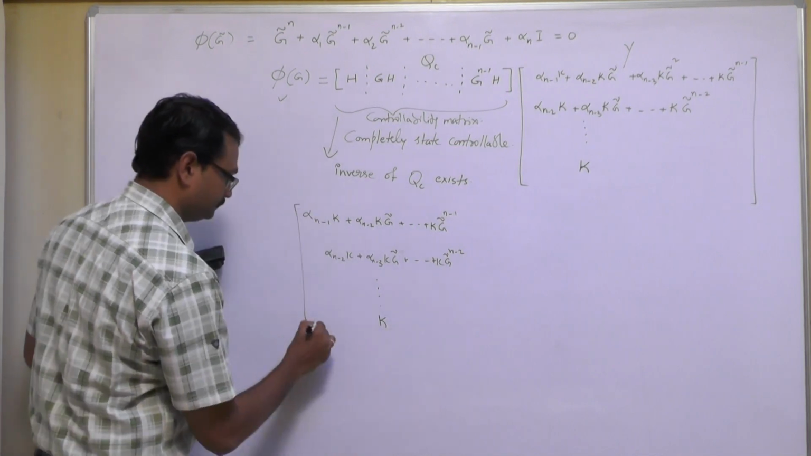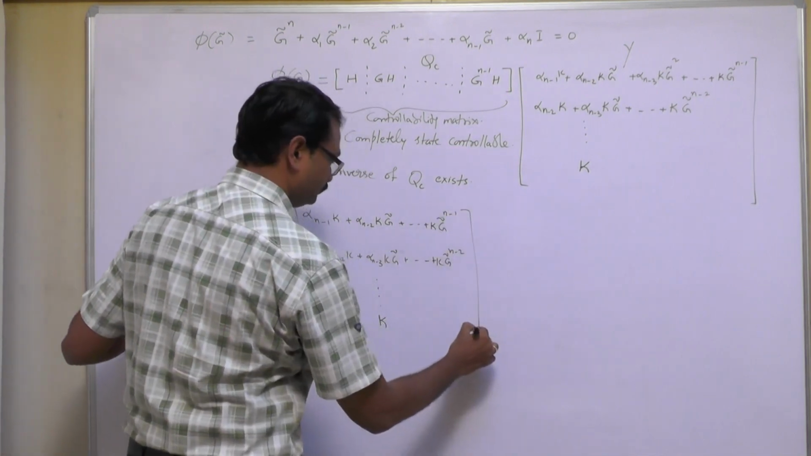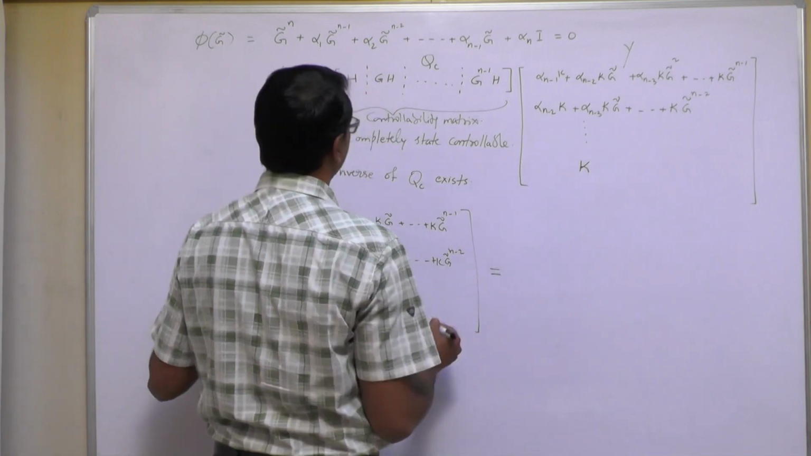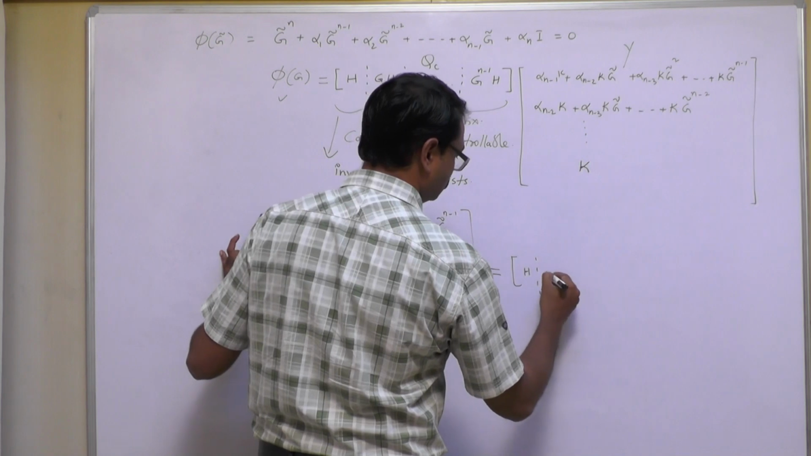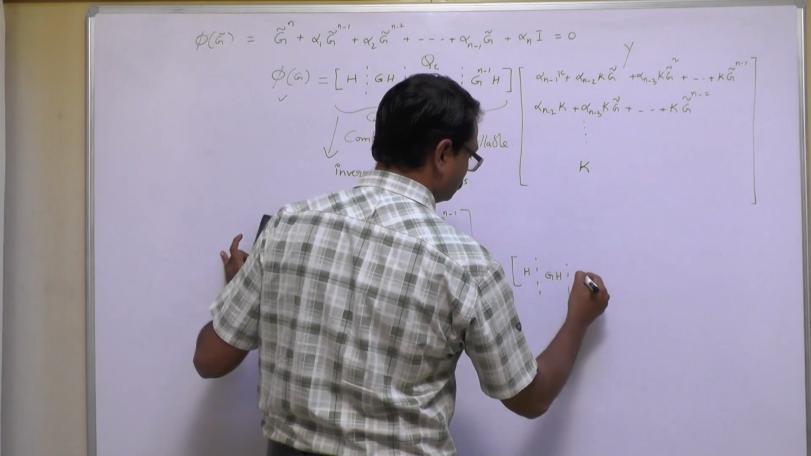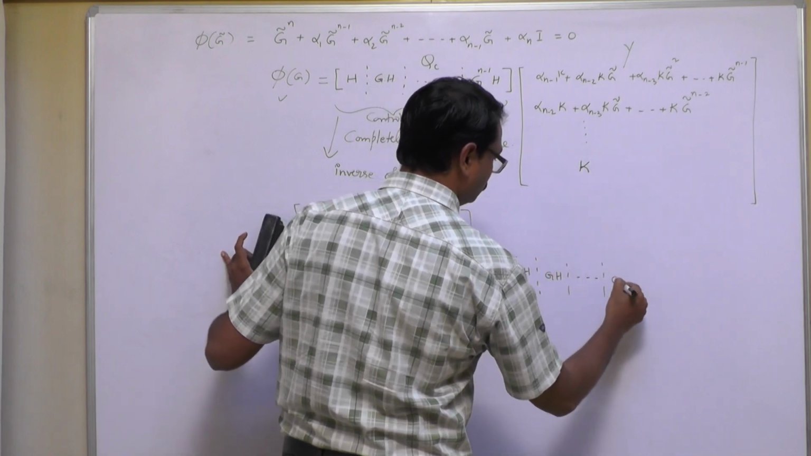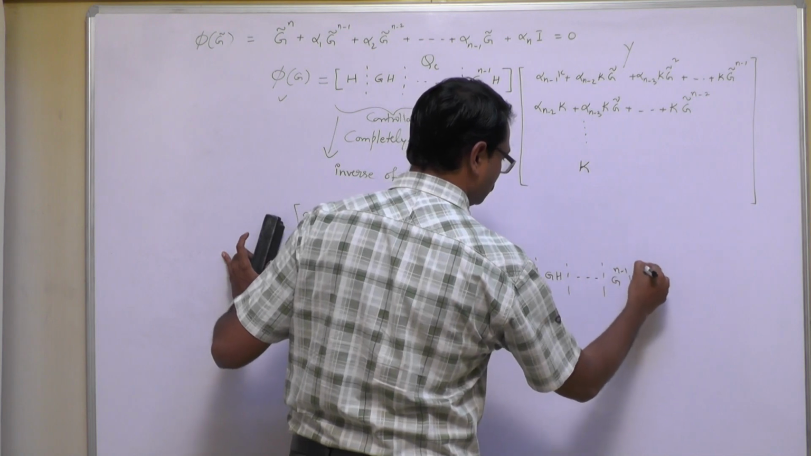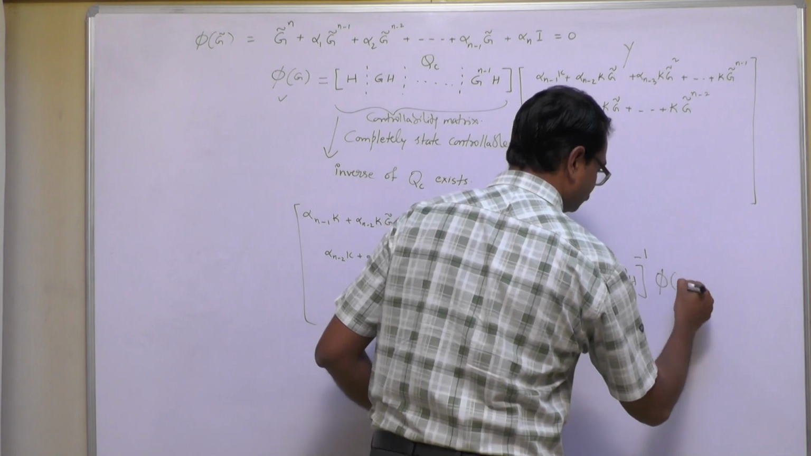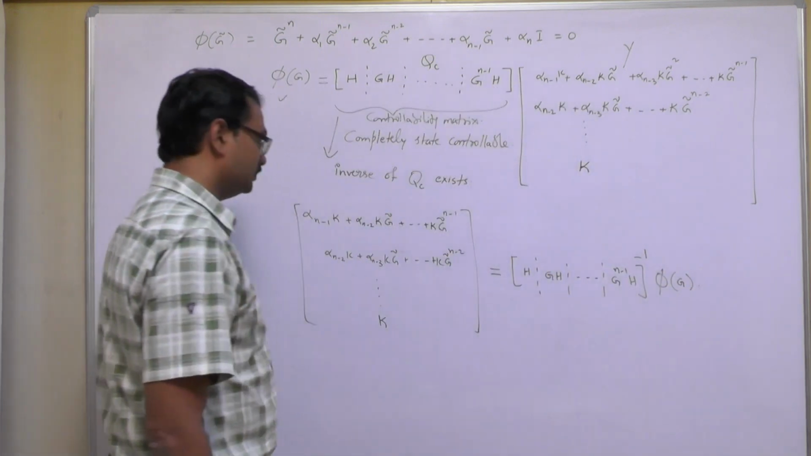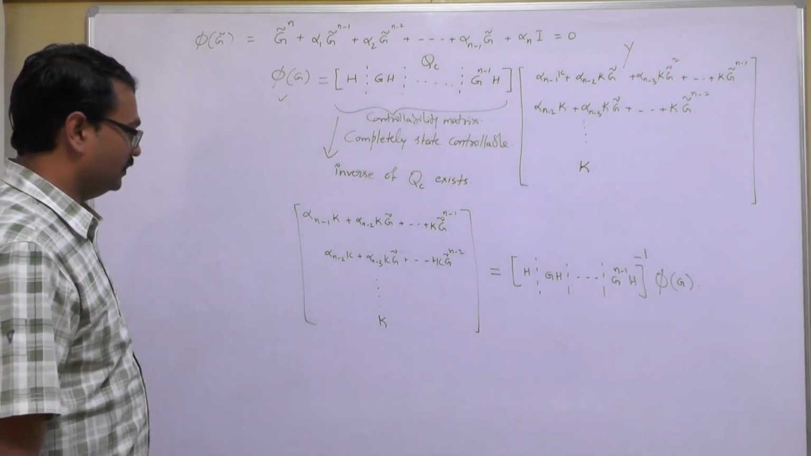k is equal to the matrix H, GH, up to G power n minus 1 H, whole inverse into phi G. This is the equation which you are getting.